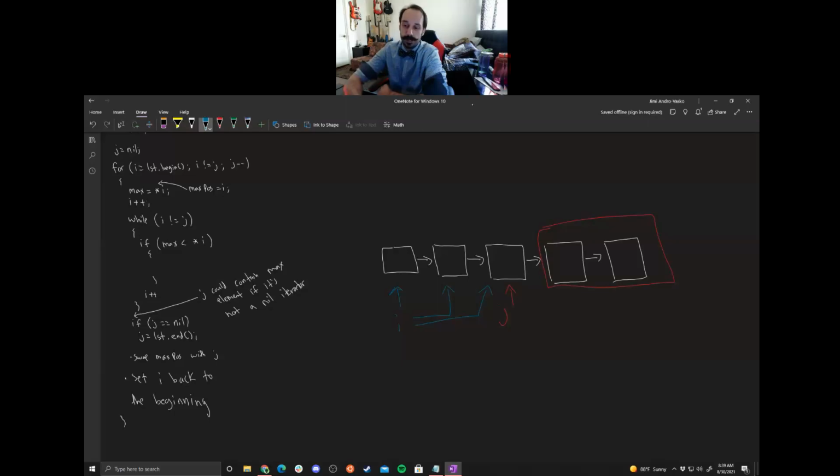And you want to set i back to the beginning, because i is moving by one node in the inner while loop. You want to set it back to the front to restart, but j gets closer to i, so we want to find the max in a smaller range of elements in our linked list. So that's that. Okay, so hopefully that clarified that.